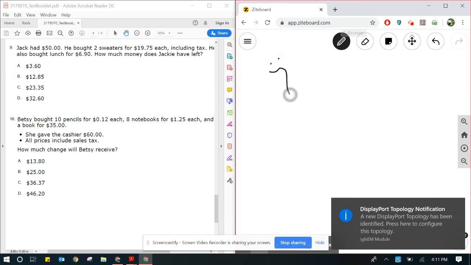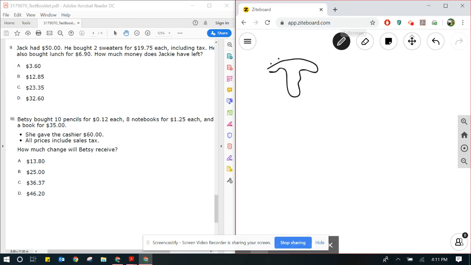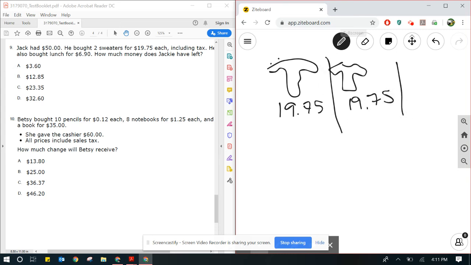I've got this sweater. Sorry for my poor sweater skills. There's 2 sweaters. So this is going to be $19.75. This is also going to be $19.75. And then I have lunch. It's a janky lunch for $6.90. And I'm just adding these up.